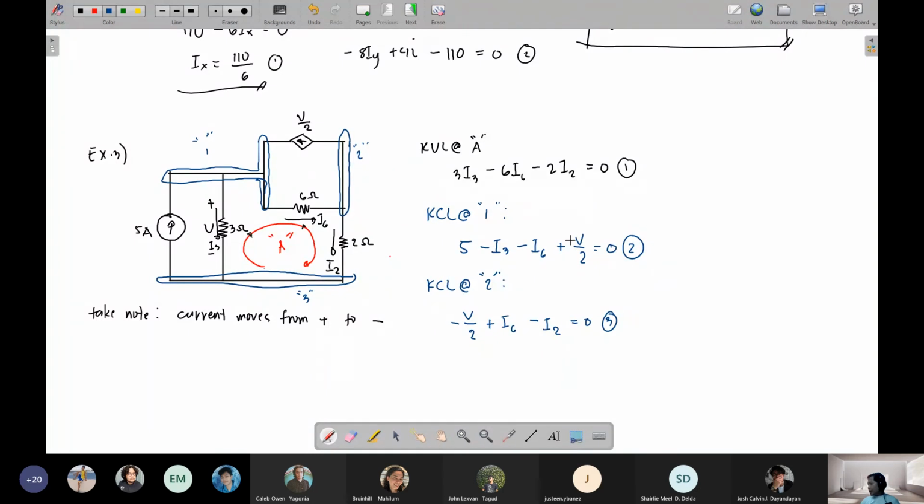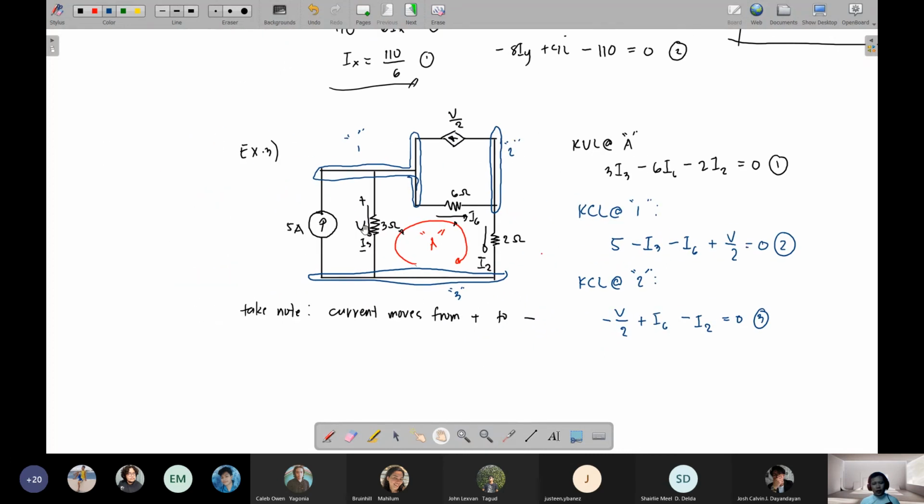Now, instead, you focus on the unknown V. Take note, the unknown voltage V is located on the 3 ohm resistor. The 3 ohm resistor, of course, has voltage V and current I3. Now, if you can recall, from Ohm's law, V is equal to I times R.